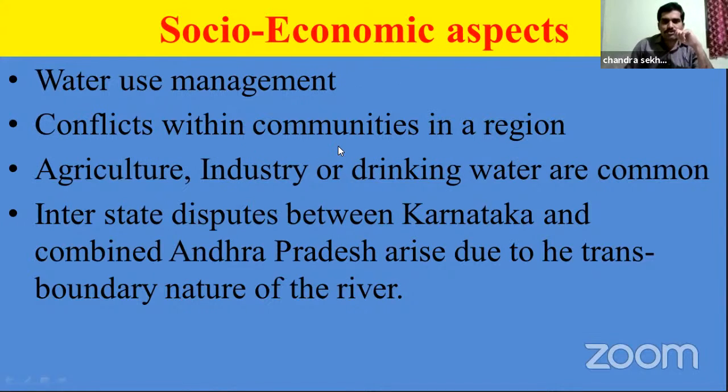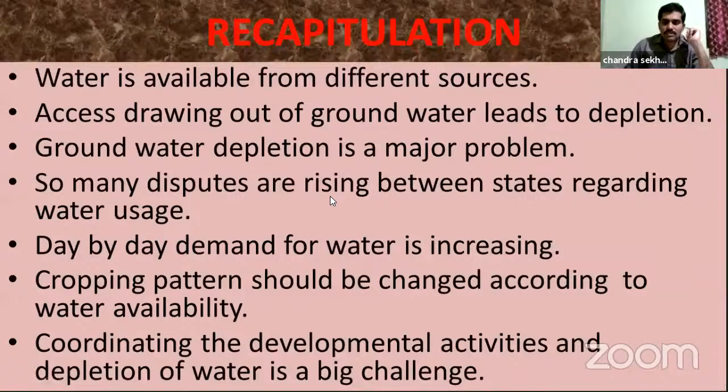Then there are conflicts within communities in a region. We discussed the conflicts between the states, but in some regions there are also conflicts between communities in water usage, between agriculture, industry, or drinking water. The needs of the agriculture sector, industrial sector, and drinking water are increasing day by day. That's why we have to plan properly. Interstate disputes between Karnataka and combined Andhra Pradesh arise due to the transboundary nature of the river. As we discussed earlier, water is a flow resource. That's why we are experiencing so many disputes.